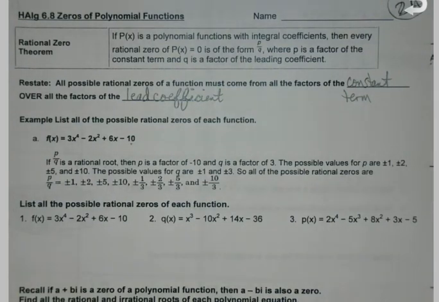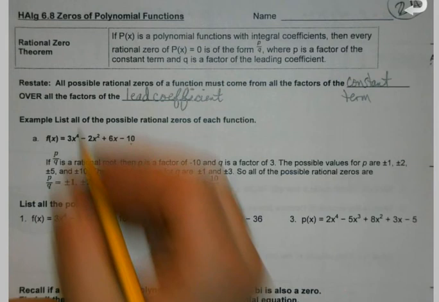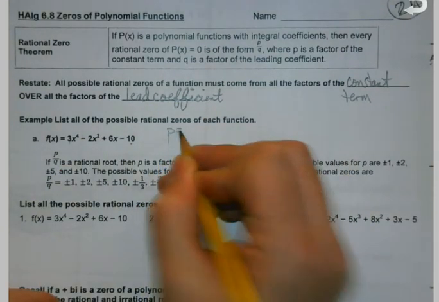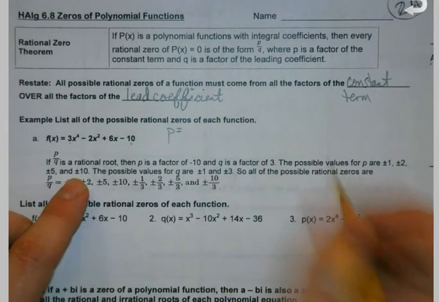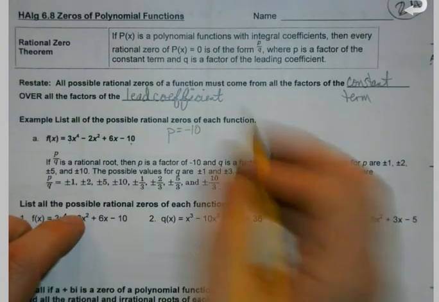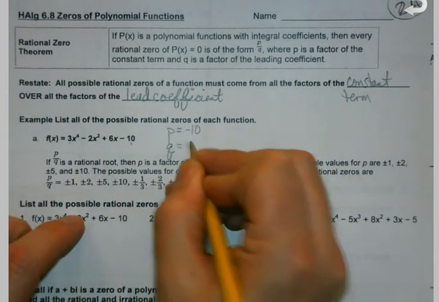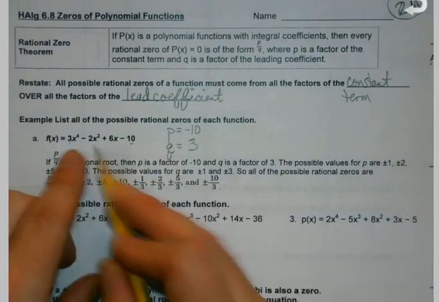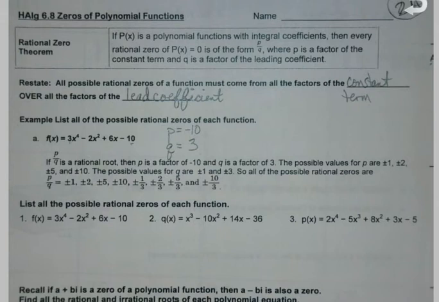So, when it asks you to list all the possible rational zeros of each function, what you technically have to do is say, okay, here, my p-value would be negative 10, and my q-value would be 3. Negative 10 being my constant, 3 being my lead coefficient. And my job then would be to write down every possible factor of that number.